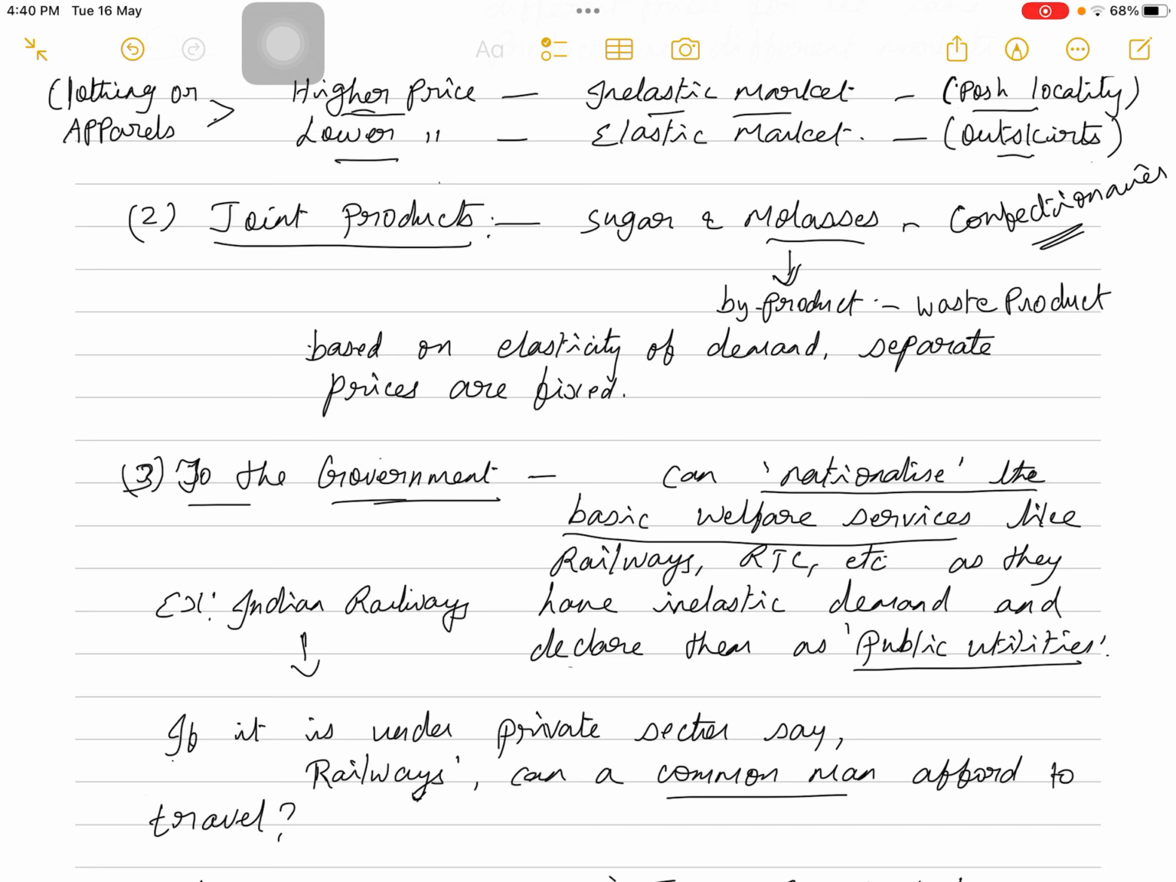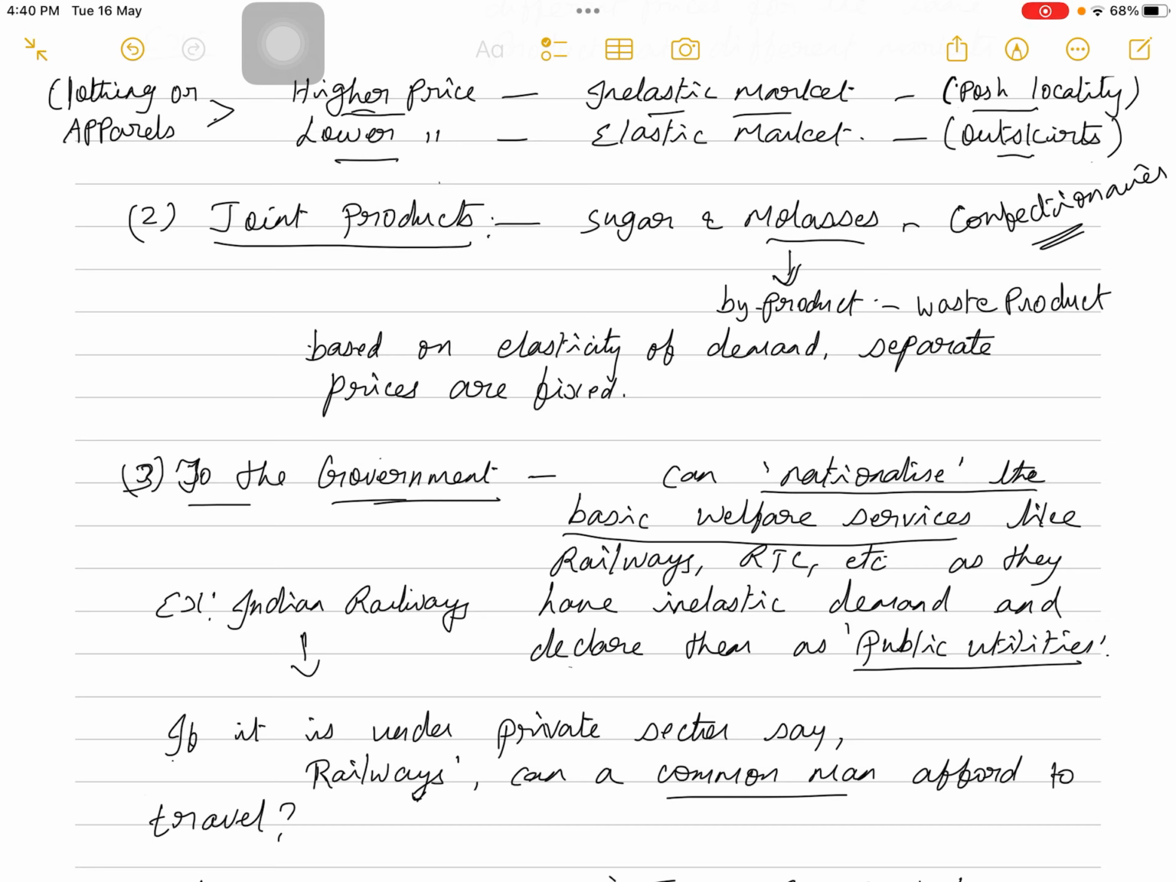Okay, but without knowing the cost, how much price will be charged by the sugar industry? So in that case, the industry charges the prices for the two joint products based on the elasticity of demand. Suppose the confectionery item has inelastic demand, then indirectly the molasses will also have inelastic demand, so the price for molasses can be higher. But if the confectionery item has elastic demand, then the price has to be reduced, so the price for molasses will also have to be reduced.